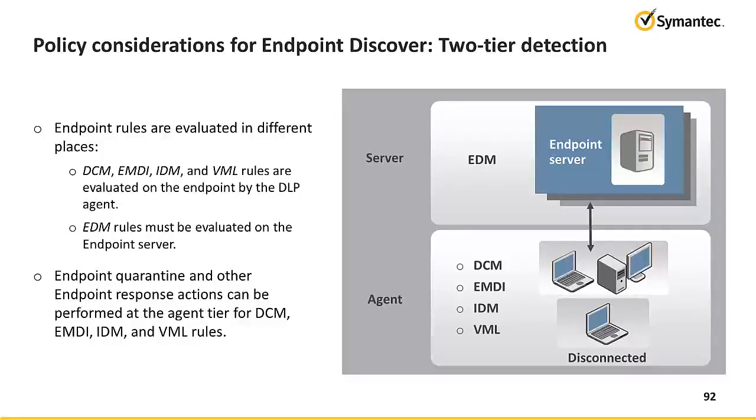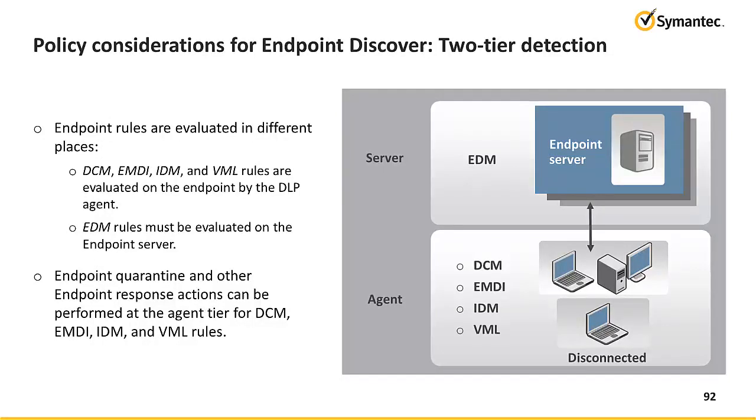EDM, Exact Data Matching Rules, are evaluated at the endpoint server level. This is because the indexes required for EDM would tax endpoint resources. Because EDM detection rules are evaluated at the server level, they cannot trigger endpoint quarantine or other response rules that require an immediate detection verdict from the agent. The distribution of detection analysis across server and agent according to required resources is called two-tier detection.